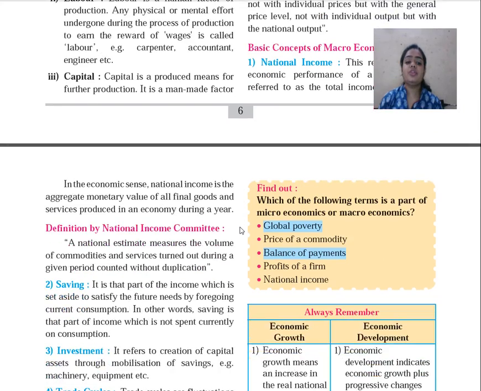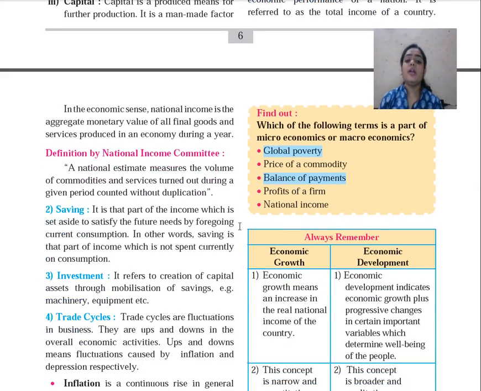Now, the definition by the National Income Committee. What does national income mean? The definition is given by the committee: an estimate that measures the volume of commodities and services turned out during a given period, counted without duplication.